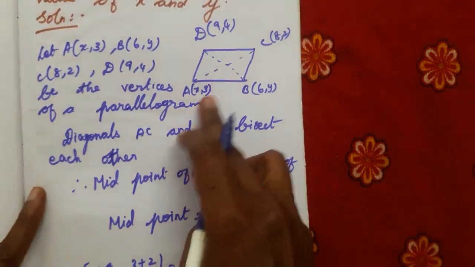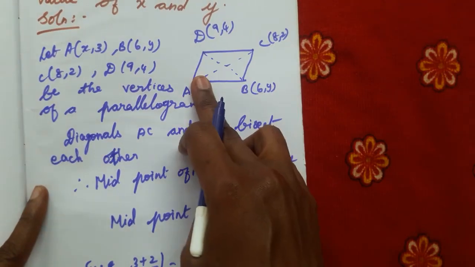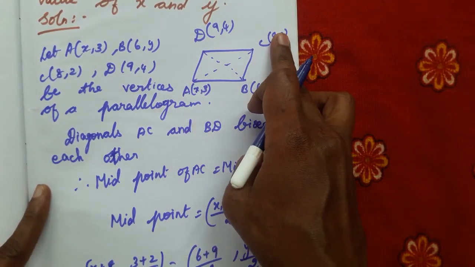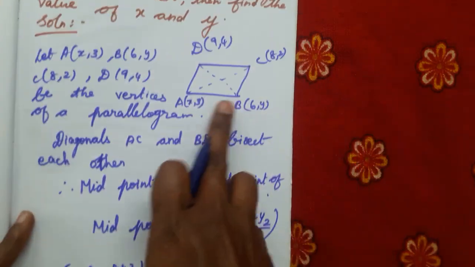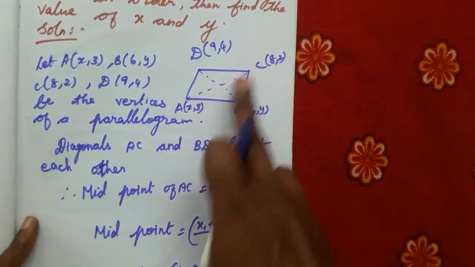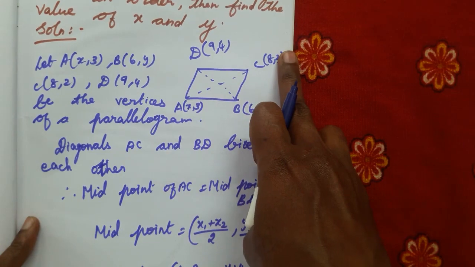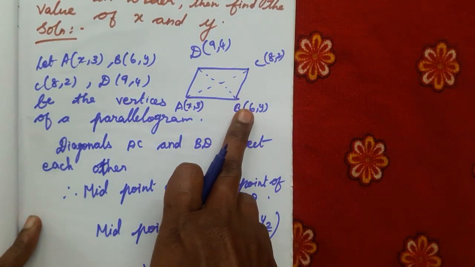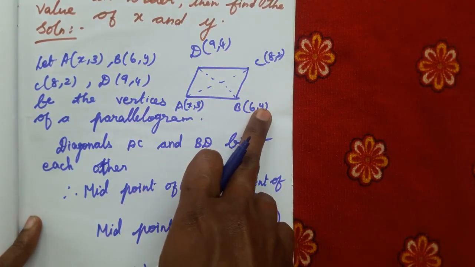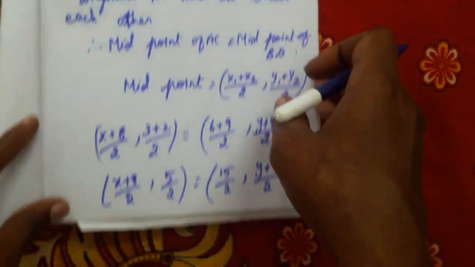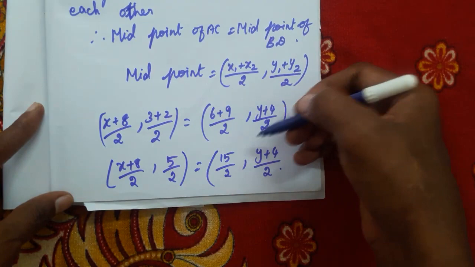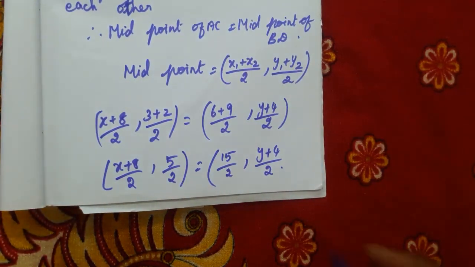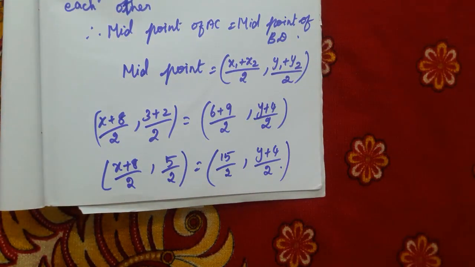In a parallelogram, diagonals bisect each other. So we can take midpoint of AC is equal to midpoint of BD. Midpoint of AC means (x plus 8) by 2 comma (3 plus 2) by 2. Midpoint of BD means (6 plus 9) by 2 comma (y plus 4) by 2. So we are getting (x plus 8) by 2 comma 5 by 2 is equal to 15 by 2 comma (y plus 4) by 2.